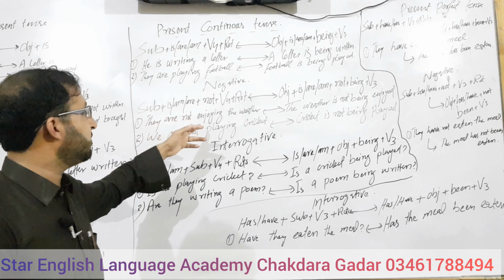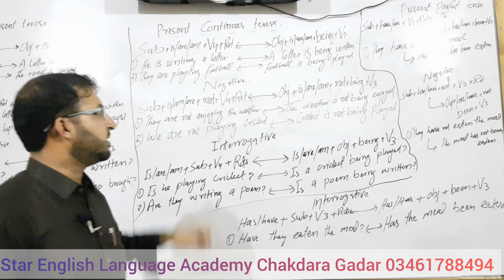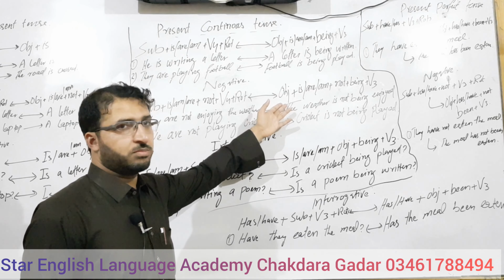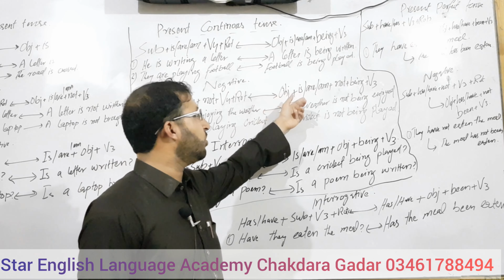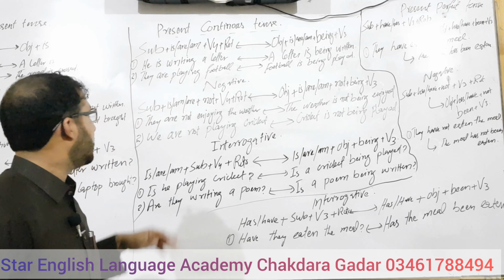This is how we make negative structure of present continuous tense. Subject is or am, not and fourth form of the verb plus rest of the sentence. So their passive voice is like this. This is the structure: object, then be verb, not, being plus third form of the verb.